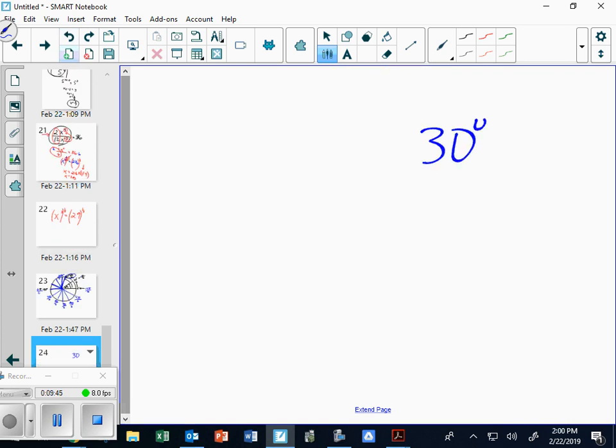Here's some that you should memorize. 30 degrees is pi over 6. How do we get that? Well, because 180, here's another fact you should memorize.